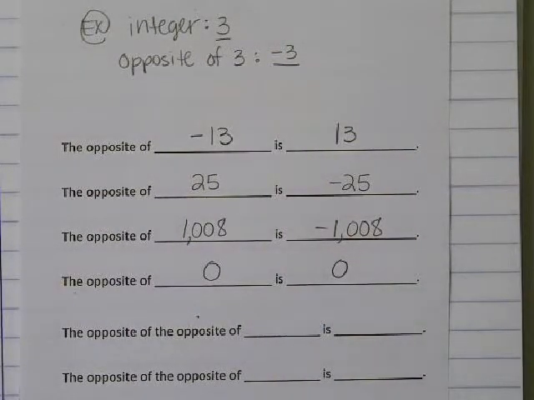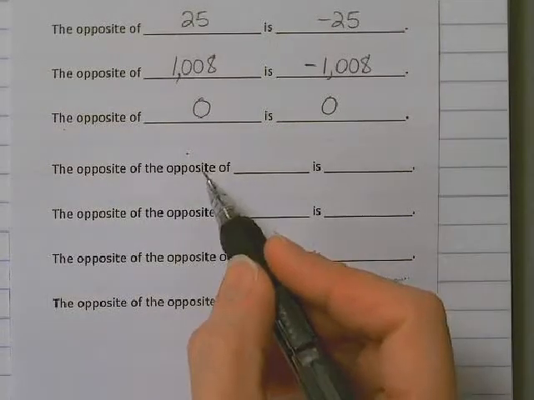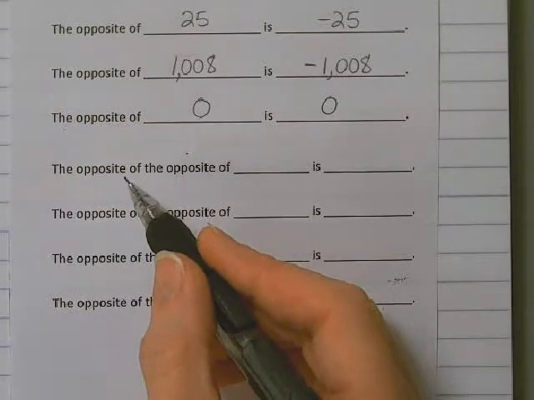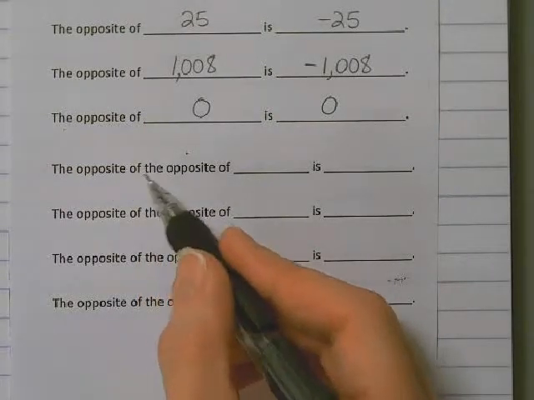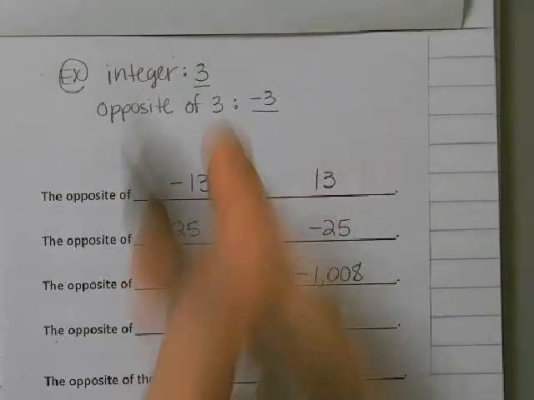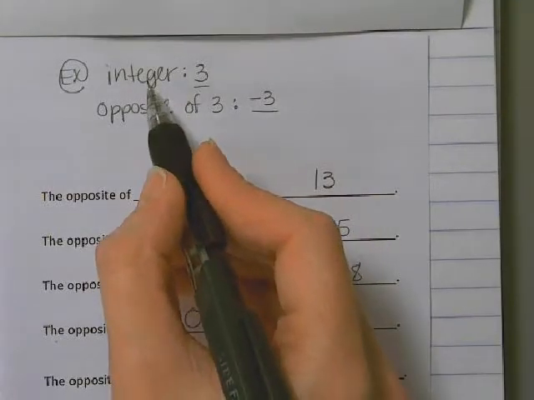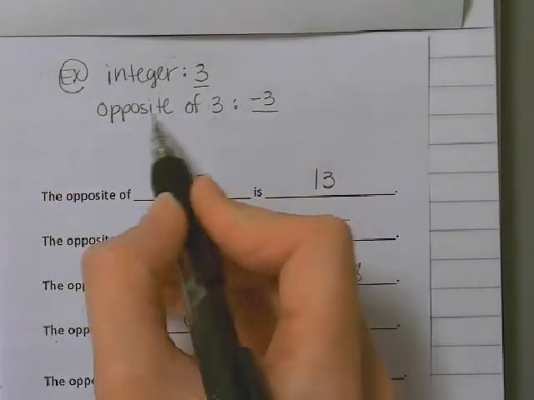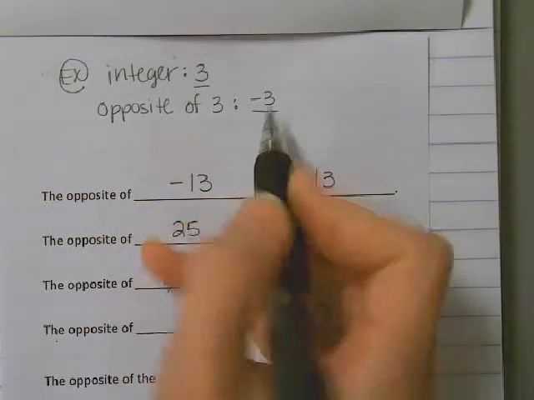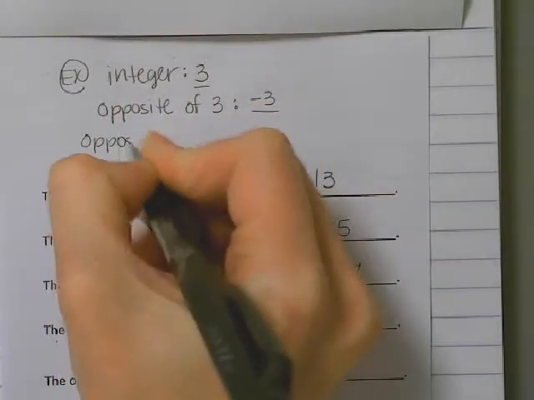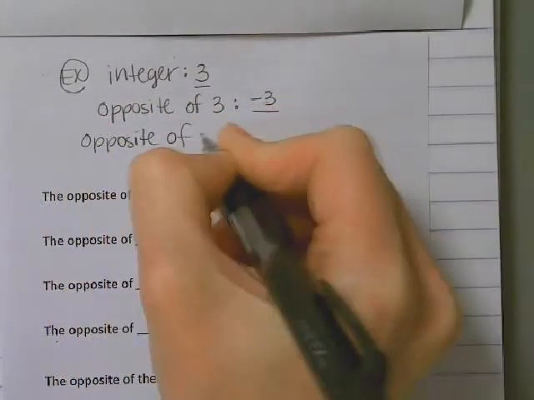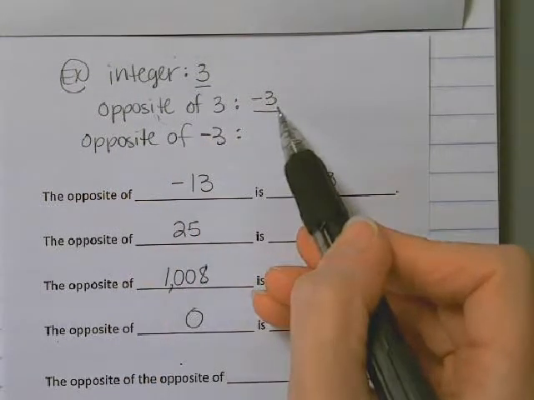Now, if you take a look at the next one, this kind of gets a little confusing because now it's asking for the opposite of the opposite. So let's look at an example. I have integer 3, and I know that the opposite of that is -3. So if I said the opposite of -3, because that's my opposite here, what am I really getting? 3. So what would the opposite of the opposite of 3 be? 3. It gets back to the original number.